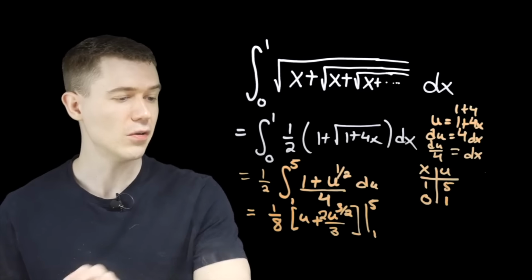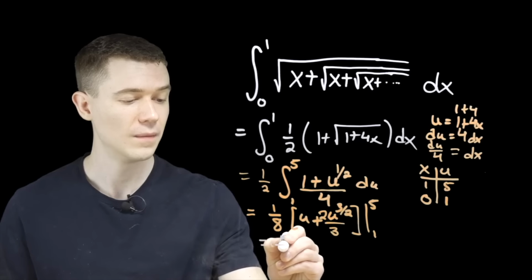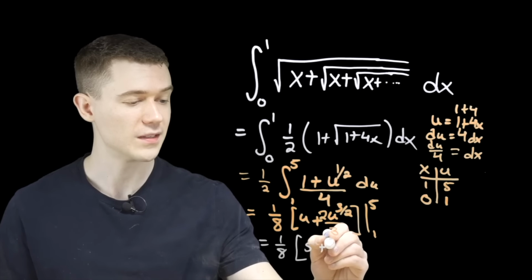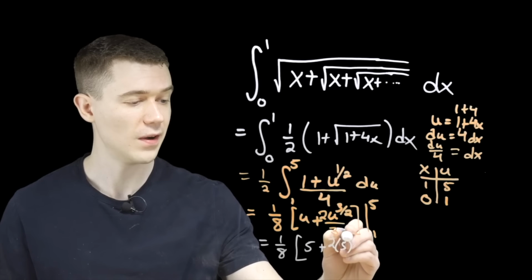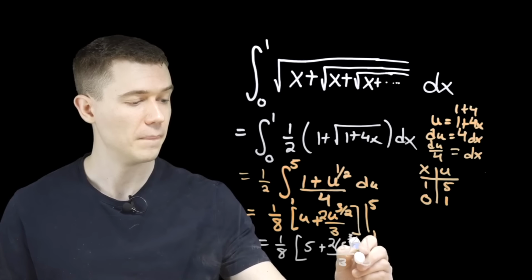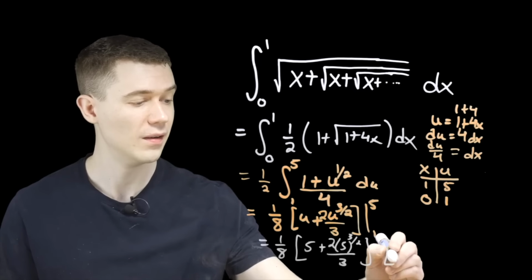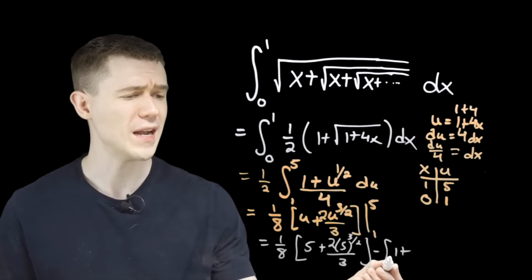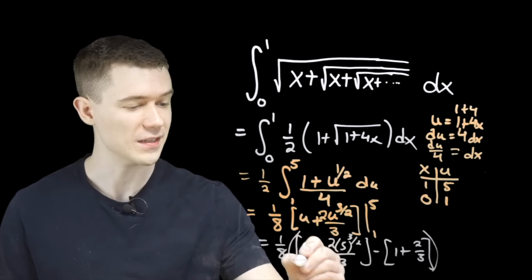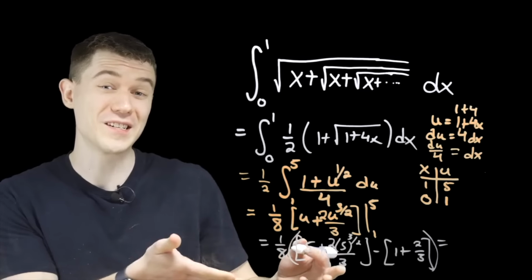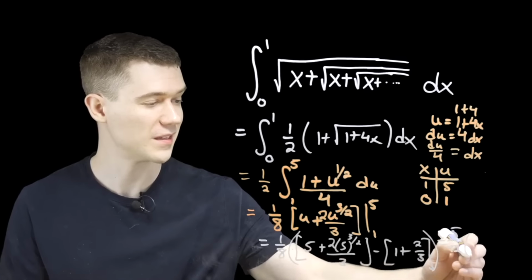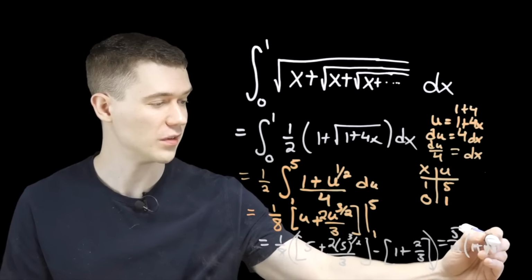So I think if we go ahead, we can just plug these in. 1/8, 5 for u, plus 2 times 5 to the 3/2 over 3. And then this is all minus, plugging in 1, plus, well, 1 to any power is still 1, so plus 2/3 here. I need a big parentheses for 1/8. Now you're welcome to crunch this number if you want. I'm a little bit out of space. I'll just write what this is, 5/12 times 1 plus root 5.